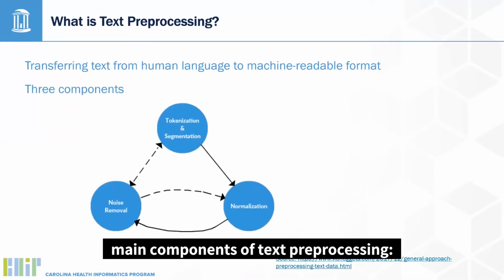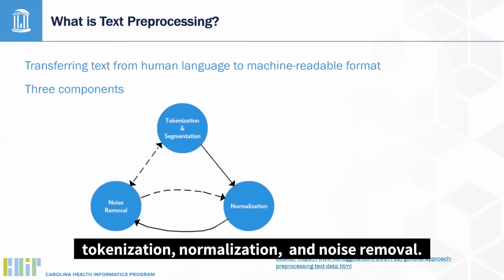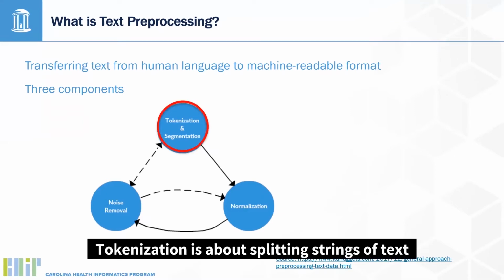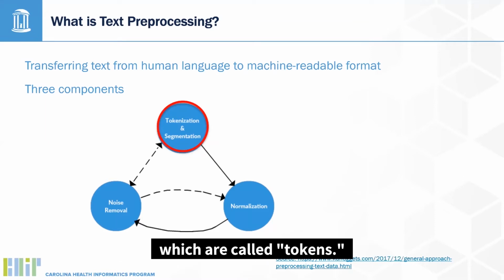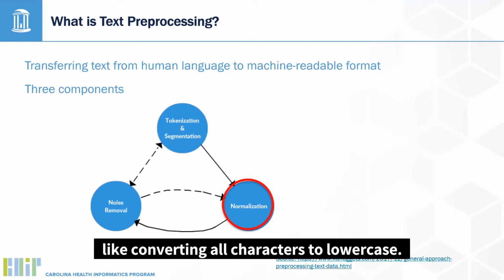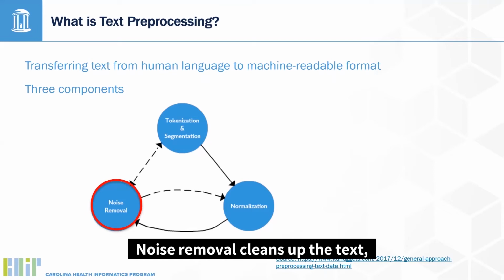Generally, there are three main components of text preprocessing: tokenization, normalization, and noise removal. Tokenization is about splitting strings of text into smaller pieces, which are called tokens. Normalization aims to put all text on a level playing ground, like converting all characters to lowercase. Noise removal cleans up the text, like removing extra white spaces.